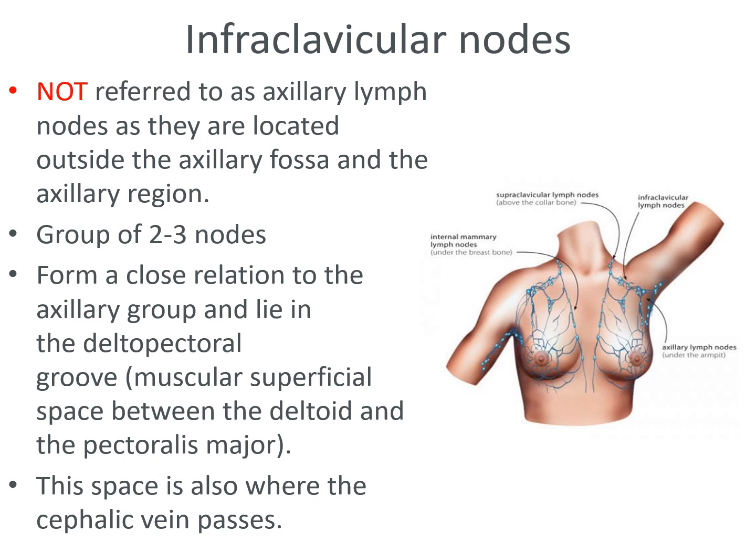So these ones, they drain the major muscles of the forearm. They also drain the hand, they drain the arm, as well as the superficial lymph vessels of the surrounding regions as well. Okay, and this space is also where the cephalic vein passes.